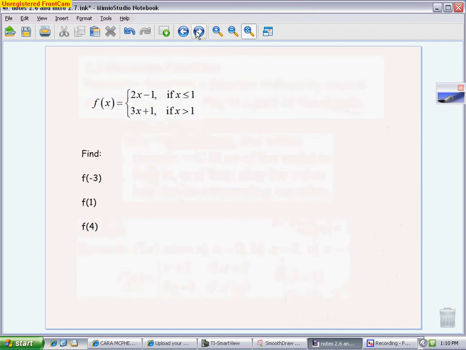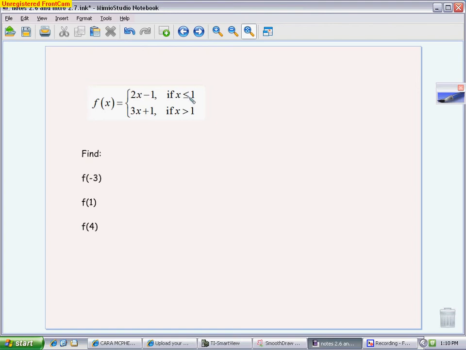Got a couple more examples that you can try on your own. If you want to try them before I do, you can pause this video and see if you're getting the right answers. If you want to just work along with me, you can just keep playing it and watch what I'm doing. For this first one, we have, again, a piecewise function made up of two different equations.